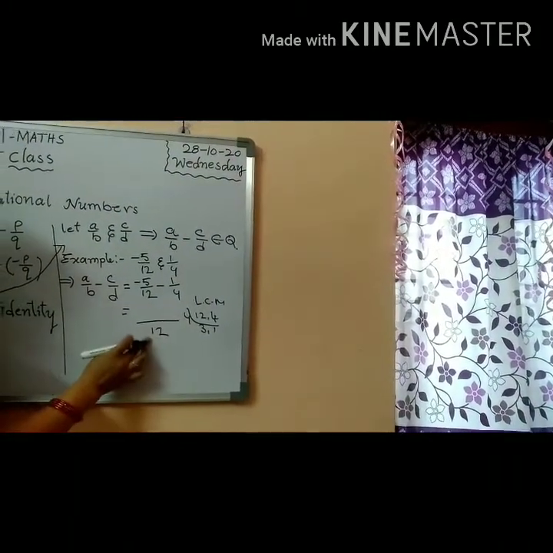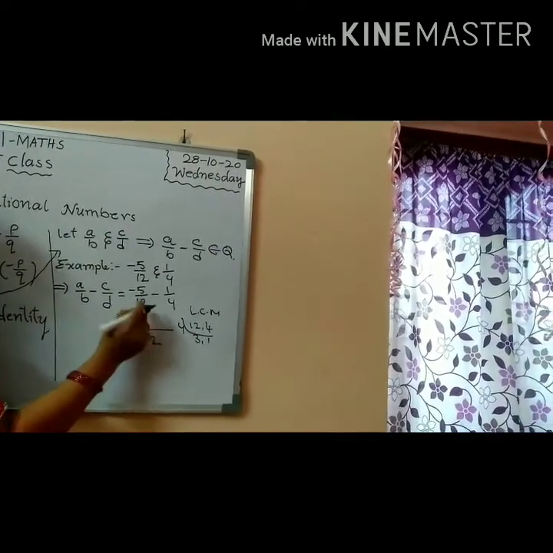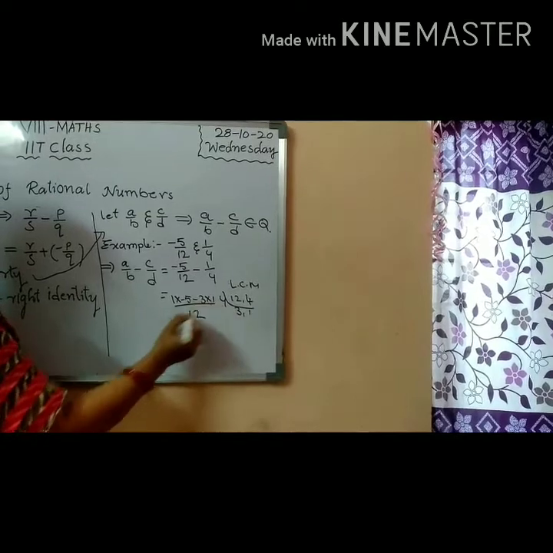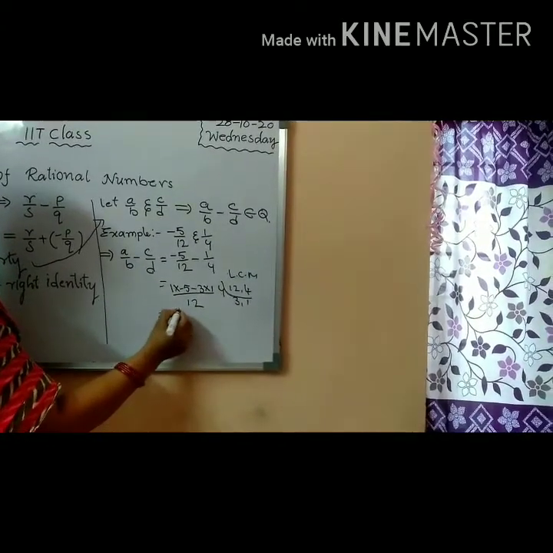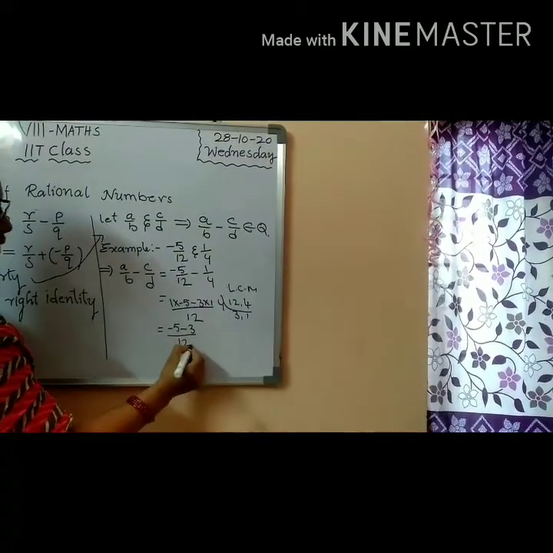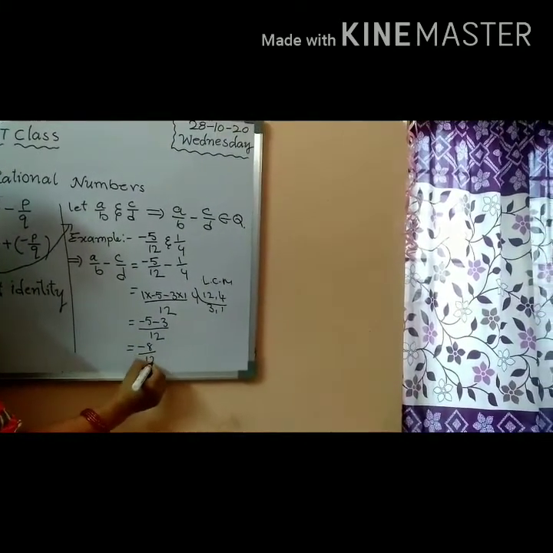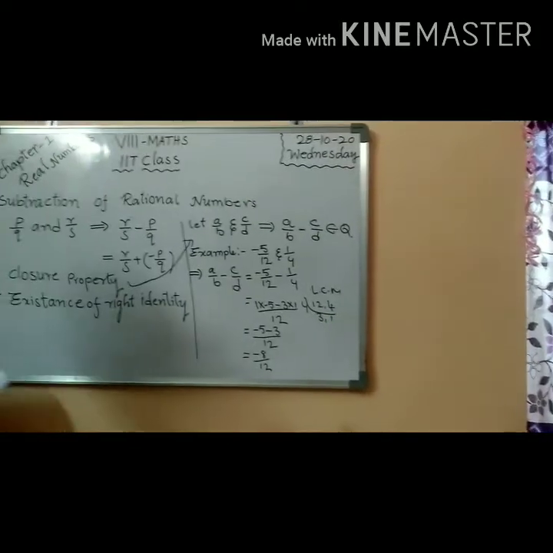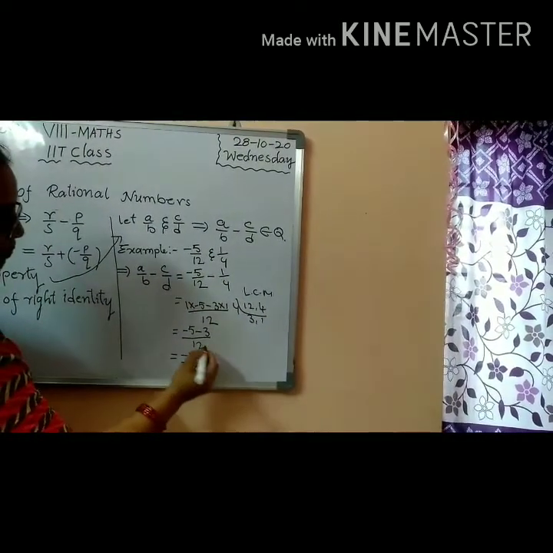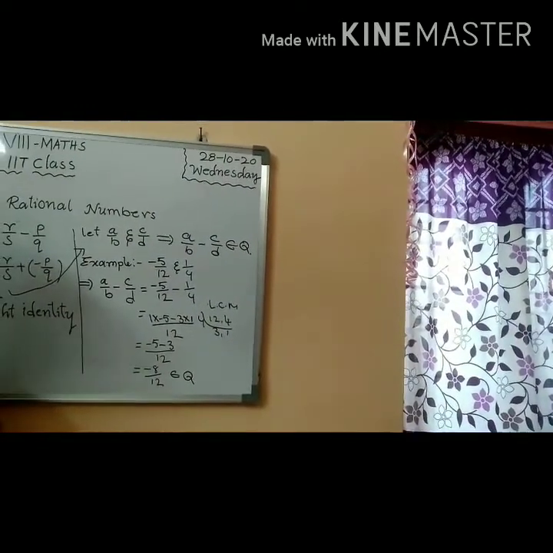LCM is 12. How many times does 12 go into the denominator 12? 1 time. So 1 into minus 5. And 4 goes into 12 how many times? 3 times. 3 into 1. So minus 5 into 1 minus 3 ones are 3, by 12. Here minus 3 and minus 5 make minus 8 by 12. So it is minus 8 by 12.